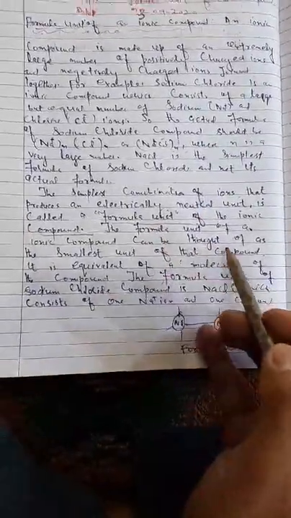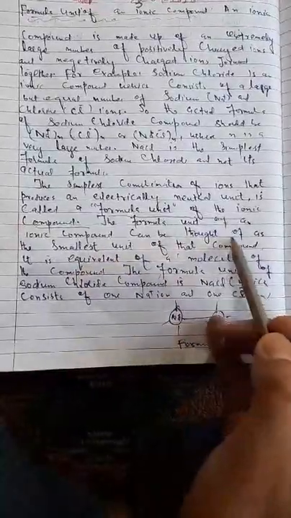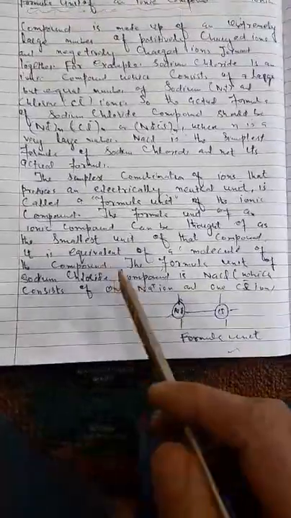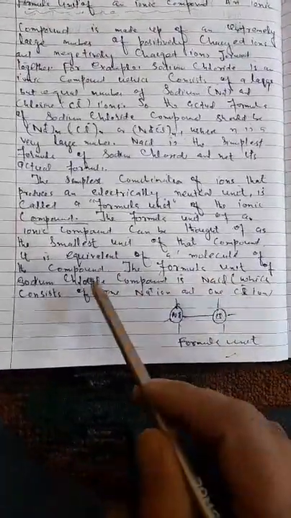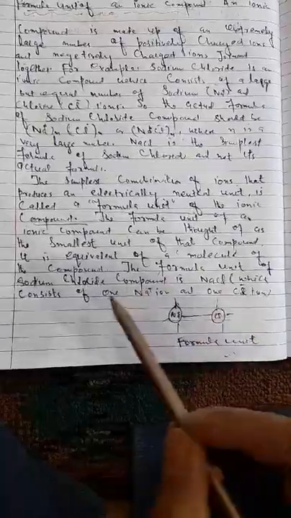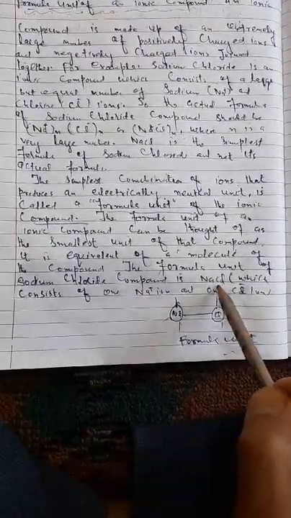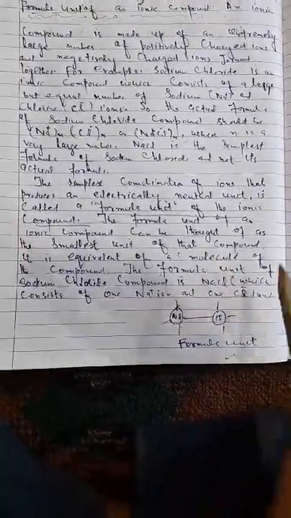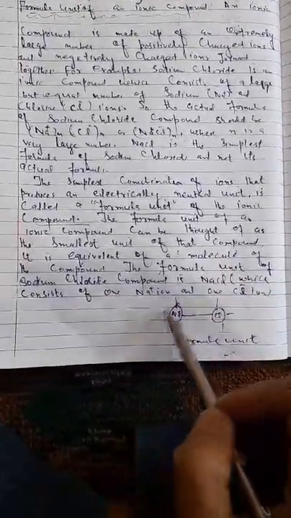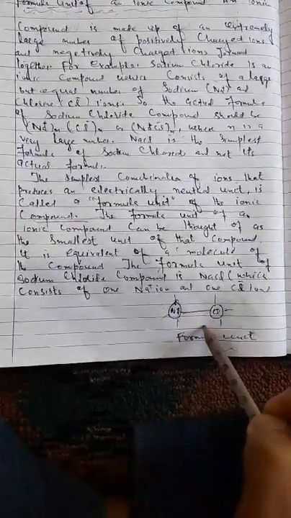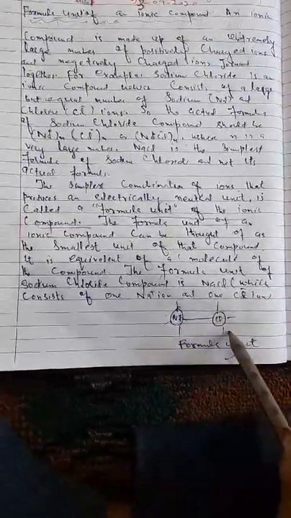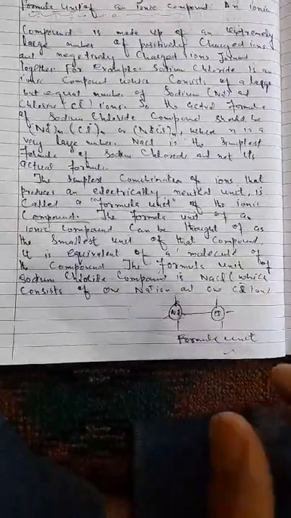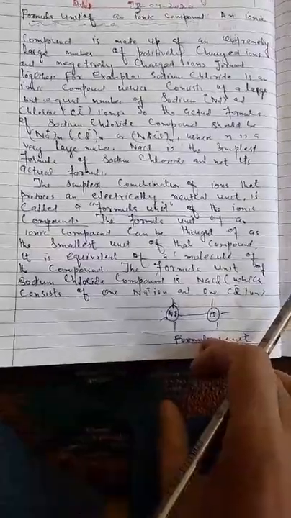The formula unit of an ionic compound can be thought of as the smallest unit of that compound. It is equivalent to a molecule of the compound. The formula unit of sodium chloride is NaCl, that is Na positive Cl negative, electrically neutral, which consists of one sodium ion and one chlorine ion. This is one formula unit: one sodium ion, one chlorine ion combined as a simple electrically neutral unit.